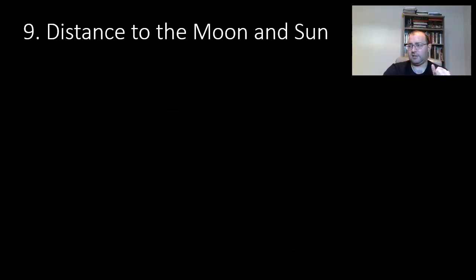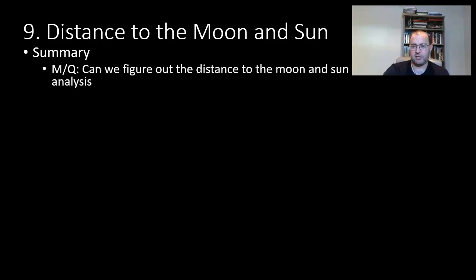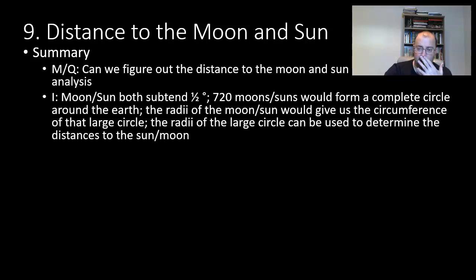All right. Distance to the moon and the sun. This was the final investigation. Basically, the idea is, can we not just get the size and the ratios of the size of each body, but can we actually find the distances, in an actual measurement? So the basic investigation is that you could fit around 720 moons or suns to form a complete circle, because they subtend about the same angle.